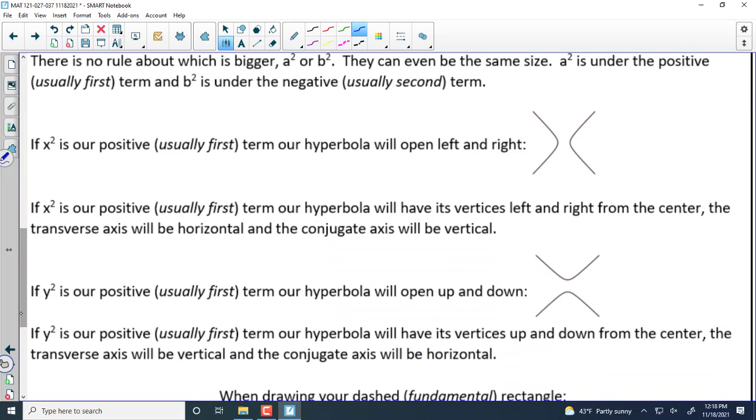If x squared is our positive term, the first term, then the hyperbola opens left and right. Is that what we did today? If x squared is positive, usually a first term, our hyperbola will have its vertices left and right. If it opens left and right, the vertices are left and right. The transverse axis will be horizontal, connecting the vertices, which are left and right. The conjugate axis will be vertical. The other way across will be vertical.